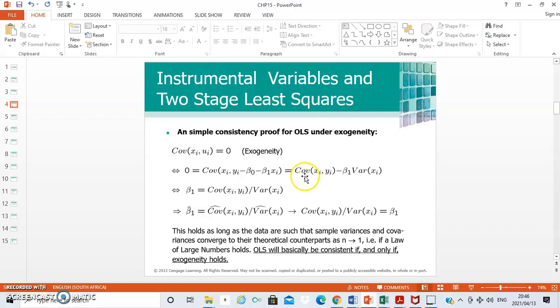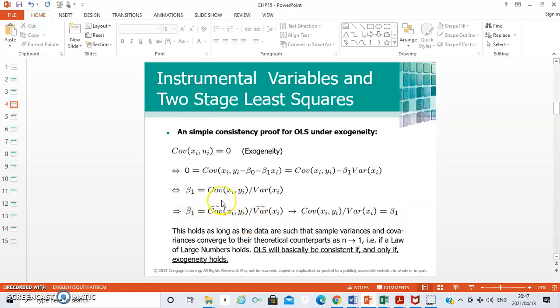It will then be equal to the covariance between xi and yi, minus beta 1 times the variance of xi. Let us make beta 1 the subject of the formula, because beta 1 is the coefficient of interest, which has to be estimated because it's the coefficient of the explanatory variable. If we divide both sides by the variance, we will then have beta 1 equal to the covariance of xi and yi over the variance of xi. If this is true for the population, then it follows that it is also true for the sample, which is where these estimates are coming from. That's why you have beta bar and covariance bar. These are the estimates from the sample.